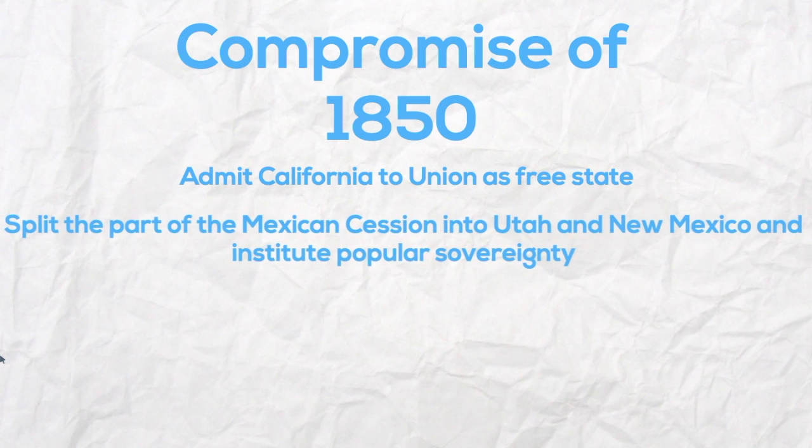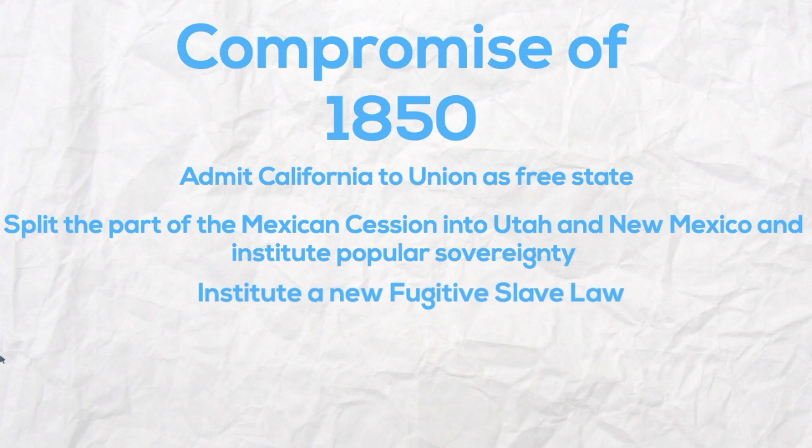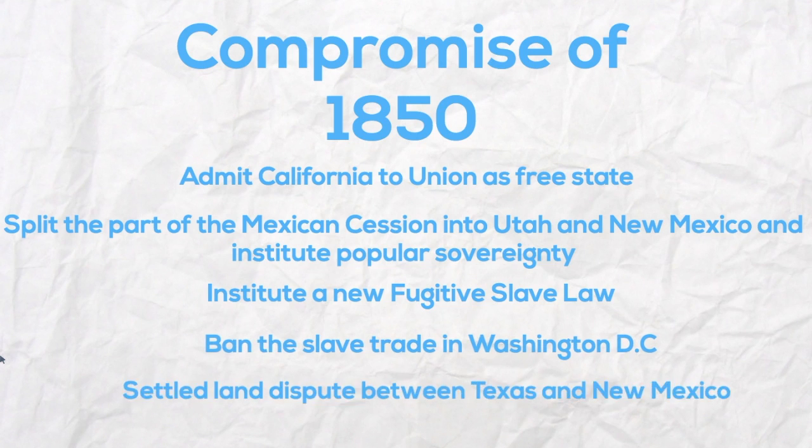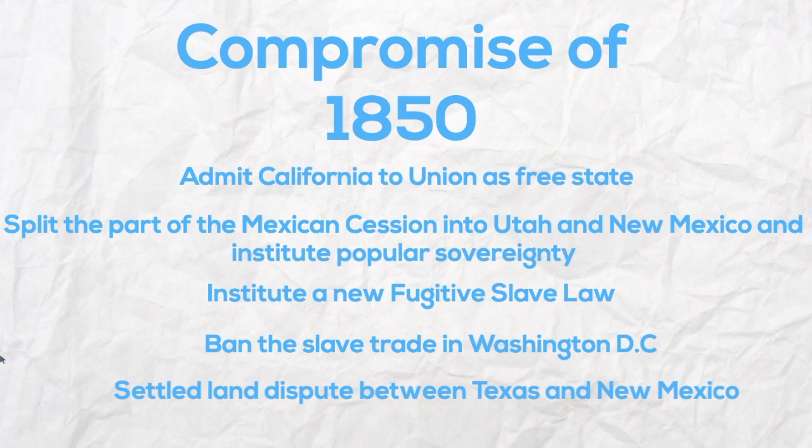It also divided the remainder of the Mexican Cession into two territories, named Utah and New Mexico, different than the states. These are territories. And they allowed the settlers in these territories to decide the slavery issue, utilizing the new popular sovereignty. It also gave the land in dispute between Texas and New Mexico to the federal government. In response for this, the government assumed Texas's public debt of $10 million.